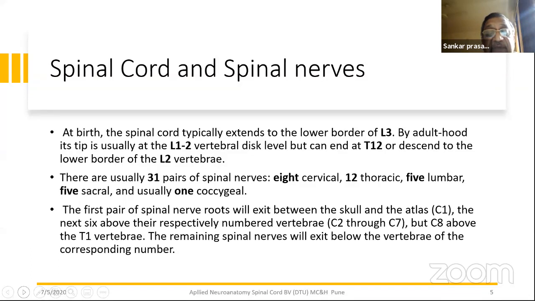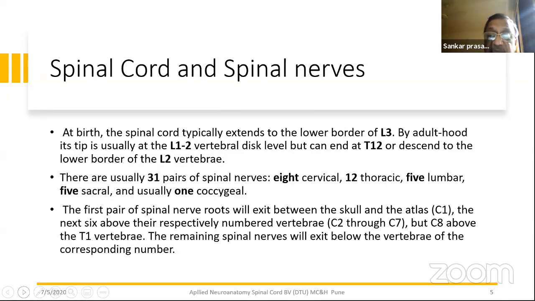The first pair of spinal nerve roots exits between the skull and the atlas, this is C1. The next ones are numbered according to the vertebrae above them, that is C2 to C7, but C8 is above the T1 vertebra. The remaining spinal nerves exit below the vertebrae of the corresponding number. In learning about the spinal cord, we need to learn the myotomes, the dermatomes, and sometimes the vascular supply of the spinal cord, which is very essential.